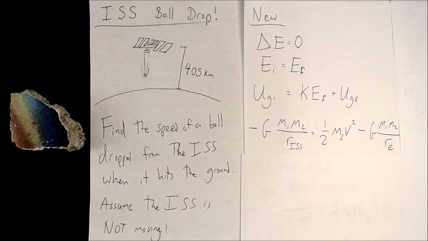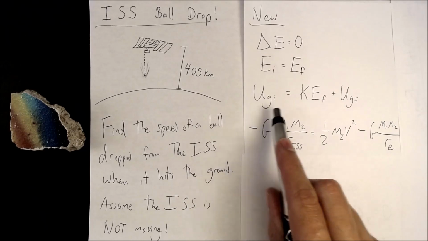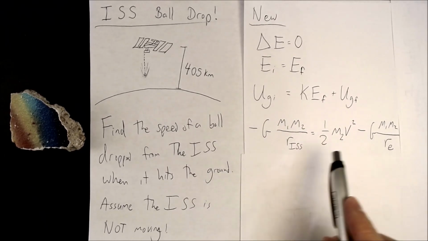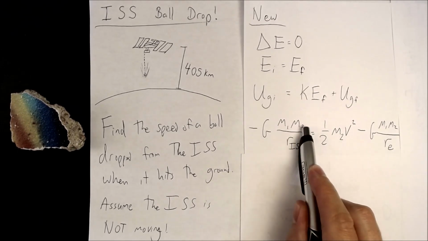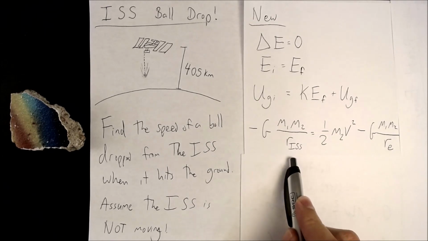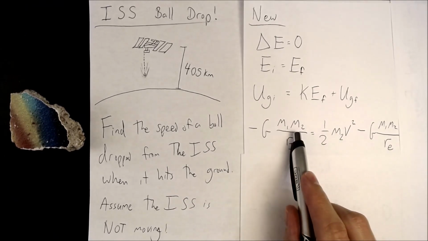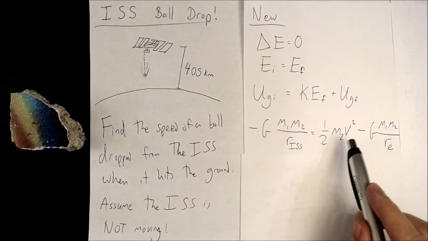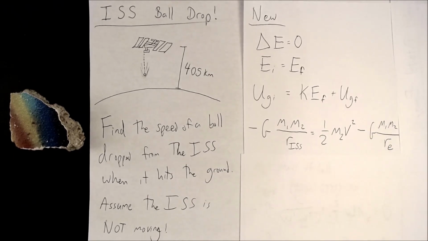We can plug in the equations. Never ever forget the negative sign when you are using this kind of gravitational potential energy. That negative sign is very, very important here. Negative G m1 m2 over radius ISS is equal to 1/2 m2, I guess I'm using m2 as being the mass of the ball that's being dropped, times v squared, minus G m1 m2 over rE. That's the radius of the Earth.